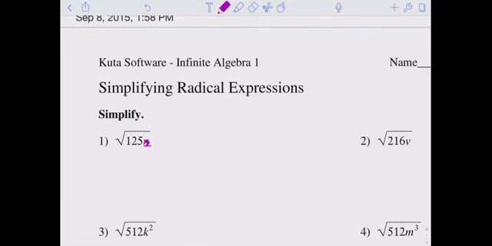Start out. I want you to pretend the variables aren't there for now. Just deal with the numbers. I assigned you both. Let's just deal with the numbers. First thing you should do is write all the perfect squares.